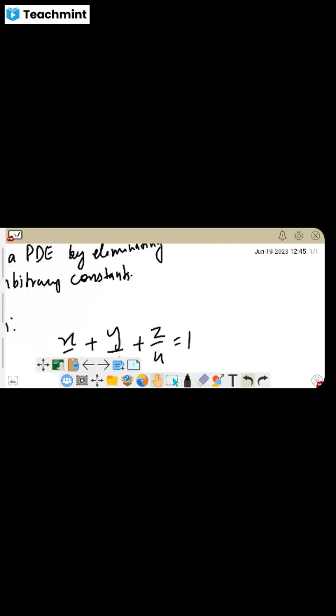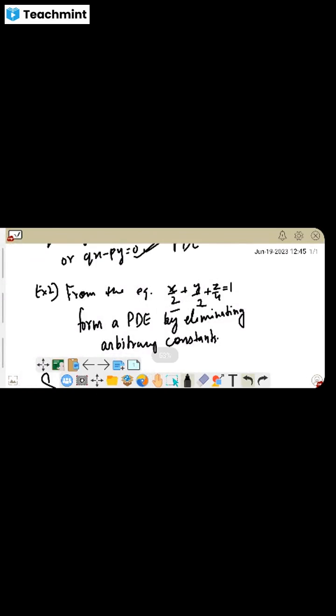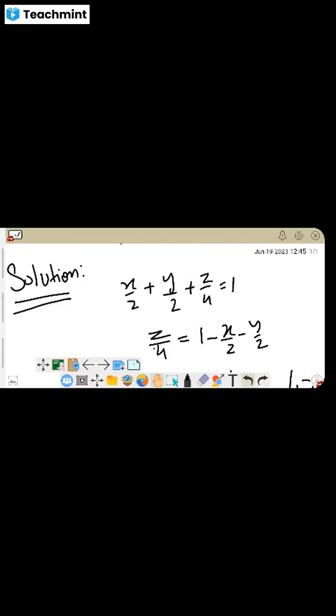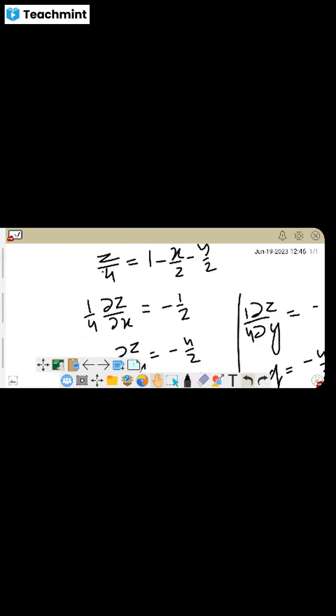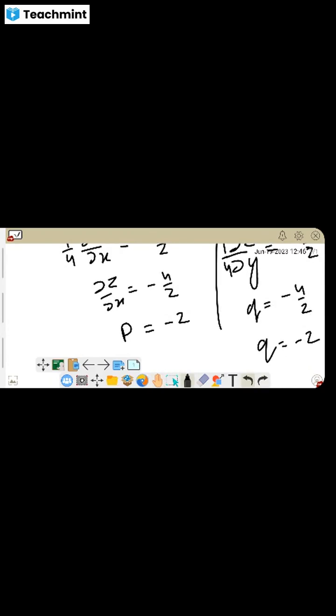This was x squared, y squared and plus z squared by 4 we have here. Ma'am, you've changed the question, right? Yeah, this was a little blurred, so I thought this is y squared by 3, but this was y squared only. So we have here minus 1 by 2, and we have here P is equal to minus 2.